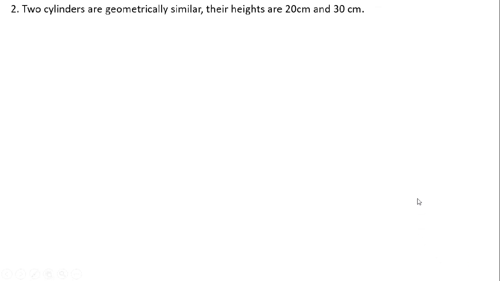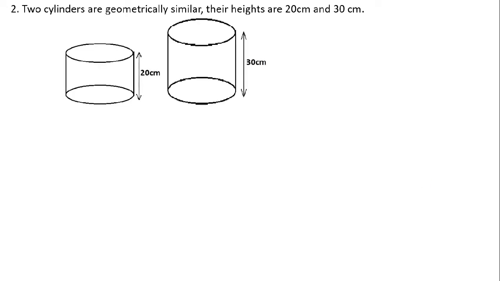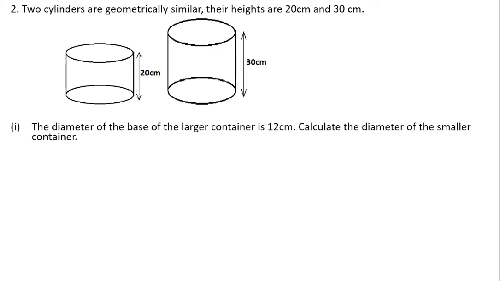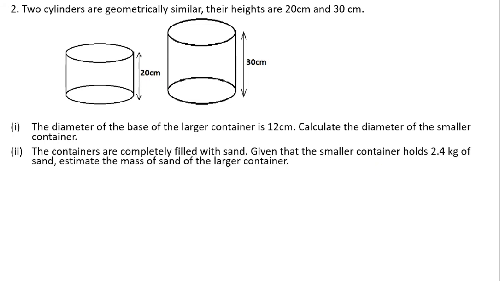Two cylinders are geometrically similar. Their heights are 20 centimeters and 30 centimeters. The diameter of the base of the larger container is 12 centimeters. Calculate the diameter of the smaller container. The containers are completely filled with sand. Given that the smaller container holds 2.4 kg of sand, estimate the mass of sand of the larger container.